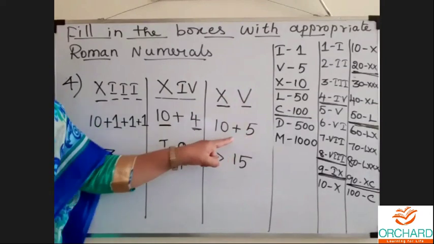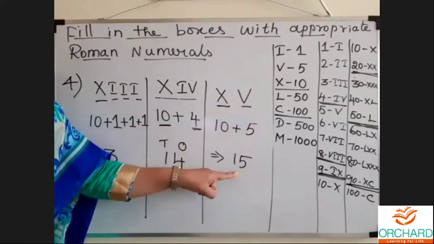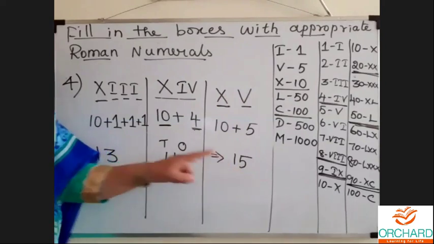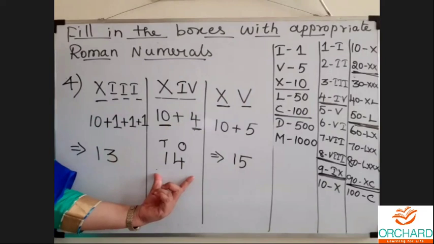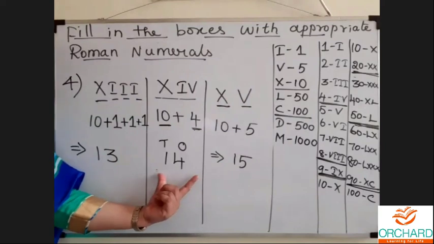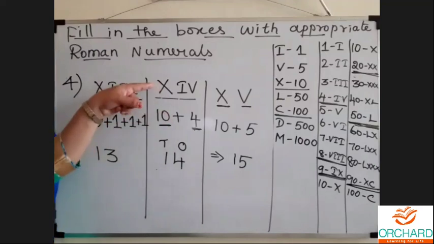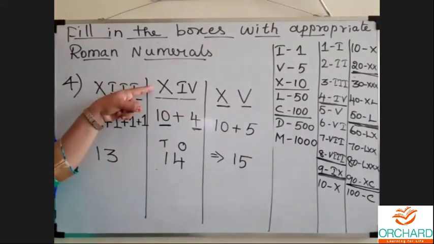When we add these two, what will we get? 10 plus 5 is 15. Here we are going to find the middle value of 13 and 15. What should be the middle value of 13 and 15? That is 14. Now it is in the form of a Hindu-Arabic numeral, and we have to express this in Roman numerals.